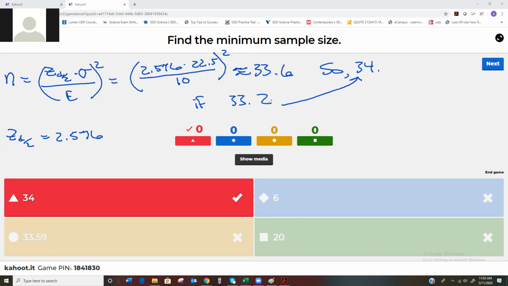Because this is the minimum sample size needed. So you can't go down to 33, you have to go up. Because if you go down to 33, you're below the minimum. Everybody good on that one?